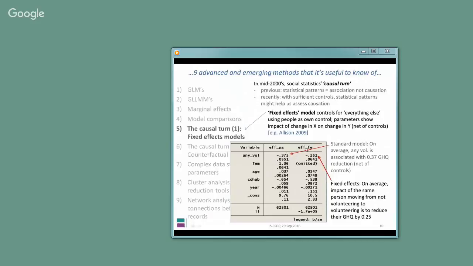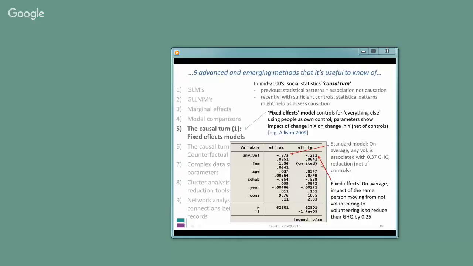Now, what the fixed effects panel model would do, the second column in this table, is it would focus on how changes in volunteering behavior within people influence changes in GHQ within people, with other controls as well for other measured things about people. So we get a different coefficient, a smaller but still negative and significant coefficient coming out of this model. And that's telling us that on average, the impact of the same person moving from not volunteering to volunteering comes out as a GHQ reduction of 0.25.